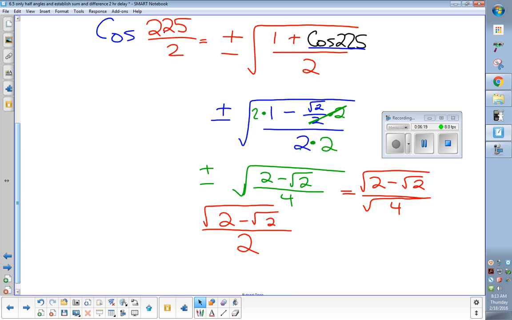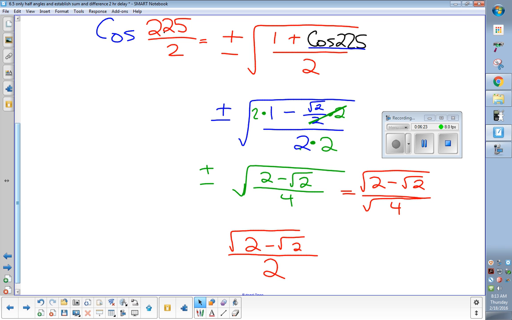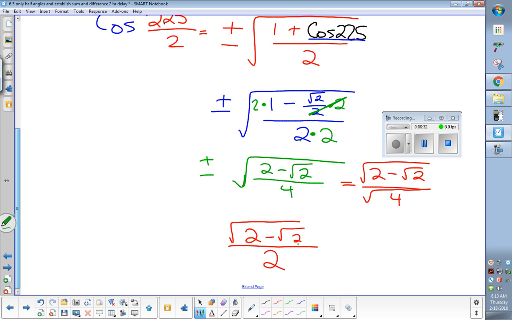This is a really ugly answer. Okay? It looks really ugly, but it's fine. Our only rule is we aren't allowed to have a radical on bottom. This right here, there's a 2 underneath 2 separate radicals. It looks really ugly, but it's still fine. Okay? We're not done yet, because we need to go back and make a decision. Is my answer positive or negative? I have to make a decision. It's not both. It's either one or the other.